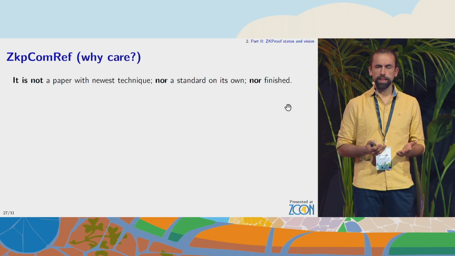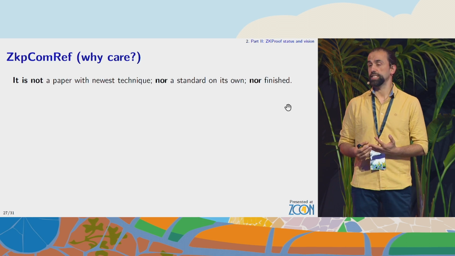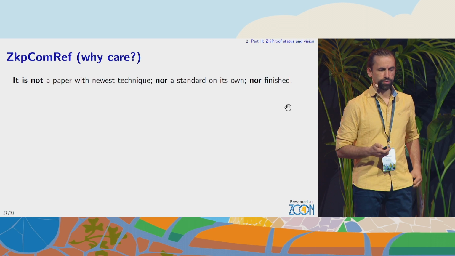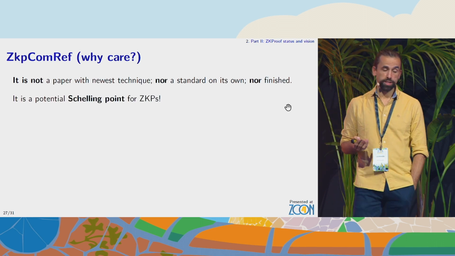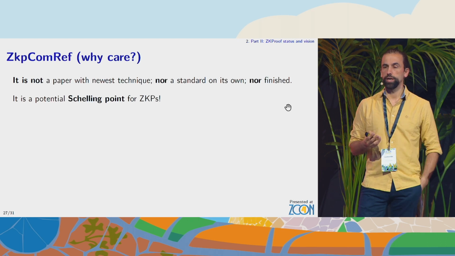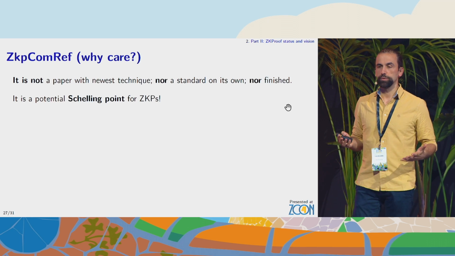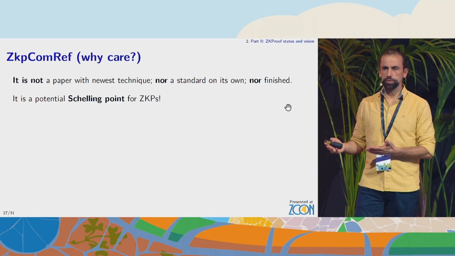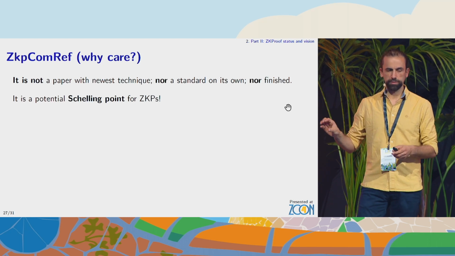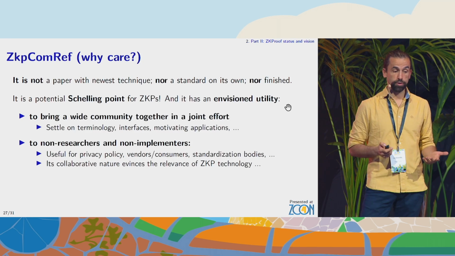Why should we care about the community reference also? It's not a paper with the newest technique. It's not a standard on its own, and it's not even finished. It's still a draft. Well, it has the potential to be what we can call a Schelling point. It's the place where anybody in the world, at some point when they need a reference about zero-knowledge proofs, what are they going to choose if they also don't know what's the most recent paper or there is something that is very specific? They might choose something that has been developed by the community and for the community, right?